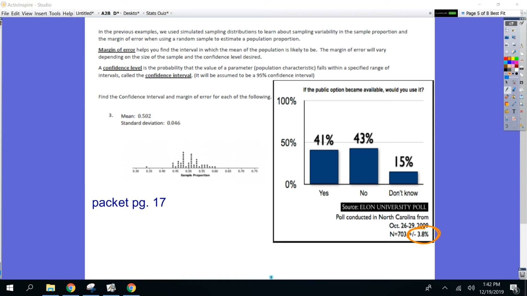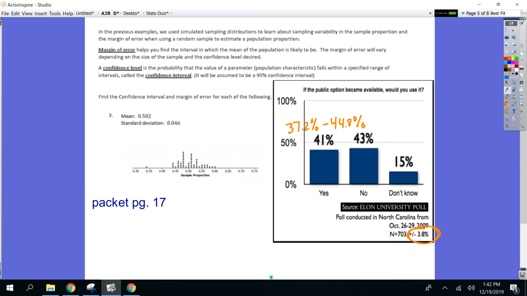What this means is, got your calculators ready? 41 plus 3.8 is 44.8. And then 41 minus 3.8 is 37.2. What this is really saying is, we don't think 41% said yes, but we're pretty confident between 37.2 and 44.8% said yes. That's what that means.